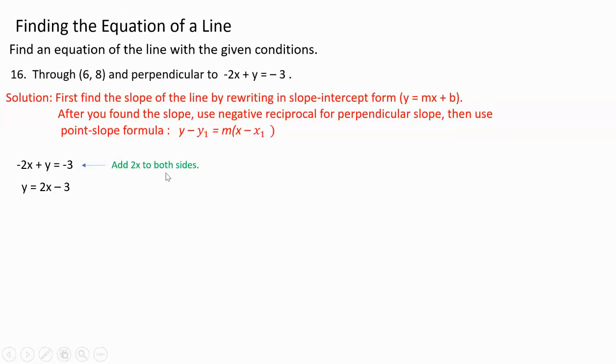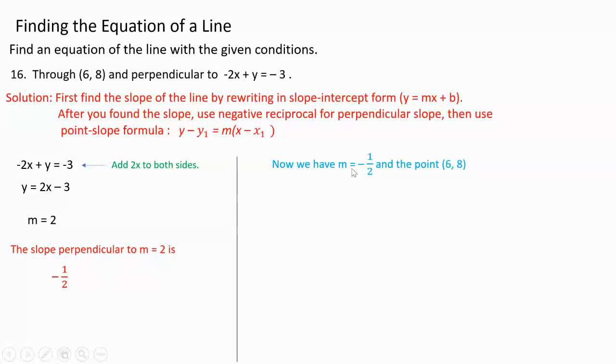So we get y equals 2x minus 3. Now recall, my slope is 2. If we were looking for the line parallel to this one, negative 2x plus y equals negative 3, we would use the same slope. But we're looking for perpendicular, so it's going to be the opposite reciprocal. So the opposite reciprocal of a positive 2 is negative, and the reciprocal of 2 will be 1/2. So this is the slope that we're going to use. So that's my slope, negative 1/2, and the point is 6, 8.